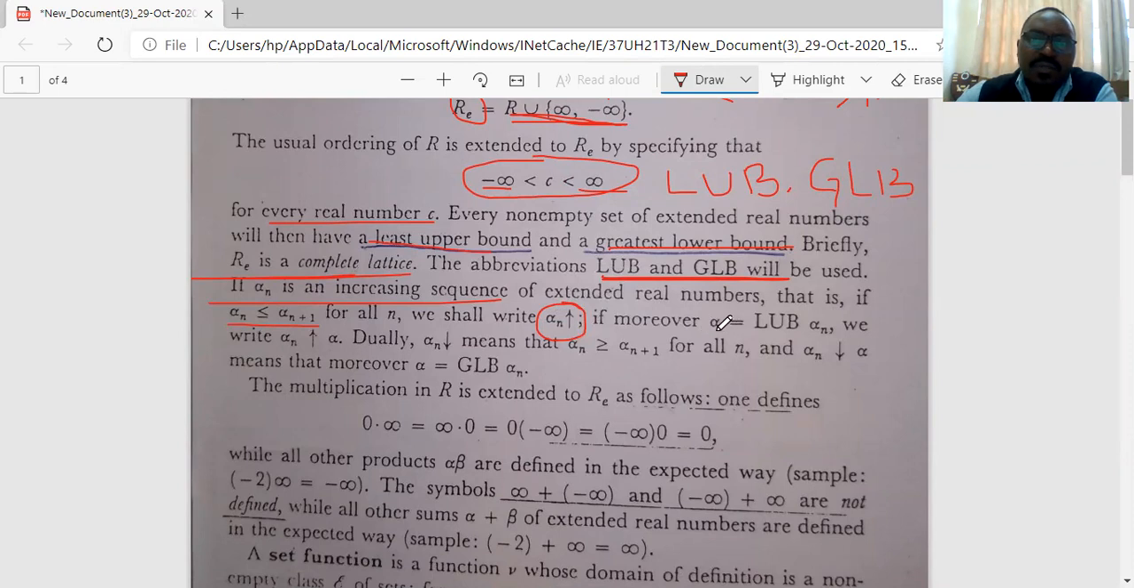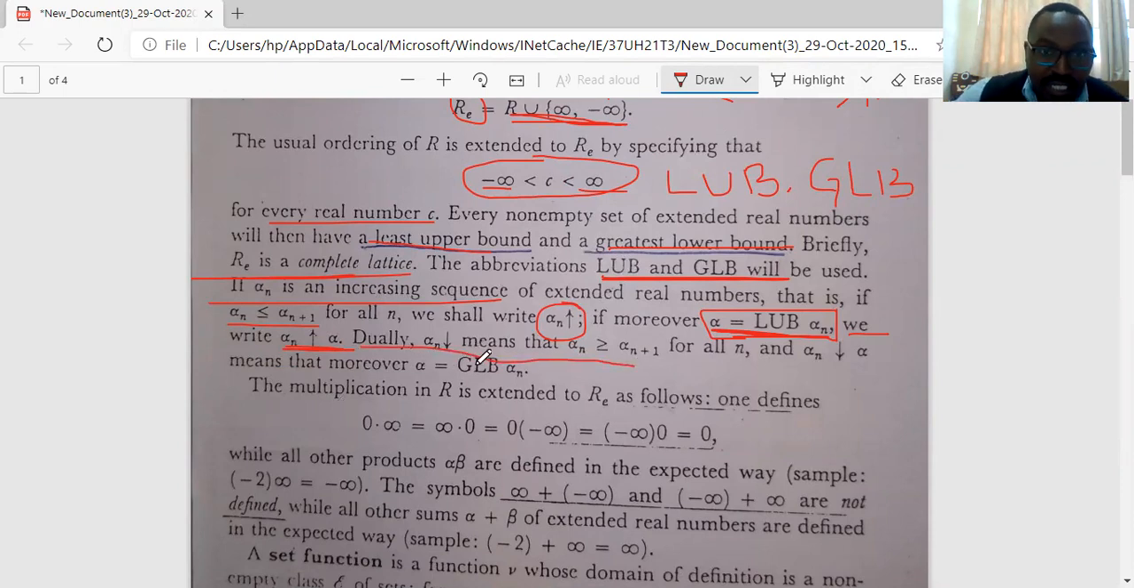In other words, this will be defined to be the least upper bound of the alpha n, this alpha with respect to n, which is the values of the sequence here. So we write this: the value alpha n is increasing to A. That's what we mean. It is increasing to a certain value, A.